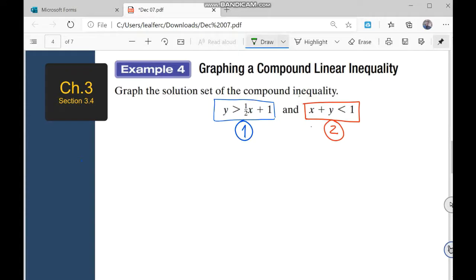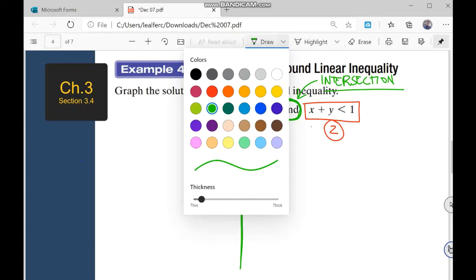The compound that we're working with, the operation that we're working with, is AND. And AND, if you remember, is intersection, right? Remember, AND is intersection. So we will work on the intersection between inequality 1 and inequality number 2. Let's split the screen here in two. We're going to use the left side for inequality number 1, the right hand side for inequality number 2.